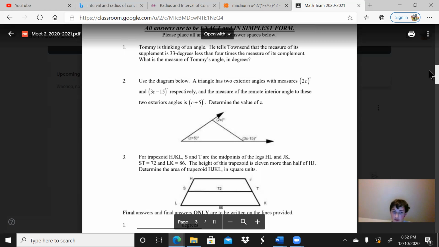It's 50. For trapezoid HJK, S and T are the midpoints. ST is 72. The height is 11 more than half of HJ. Determine the area. That's not hard. This is not hard at all.